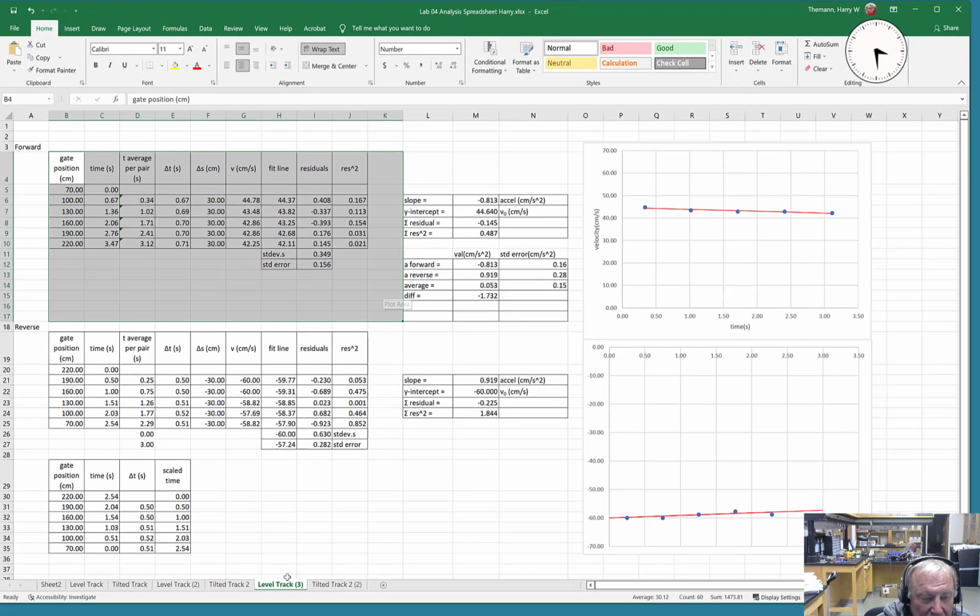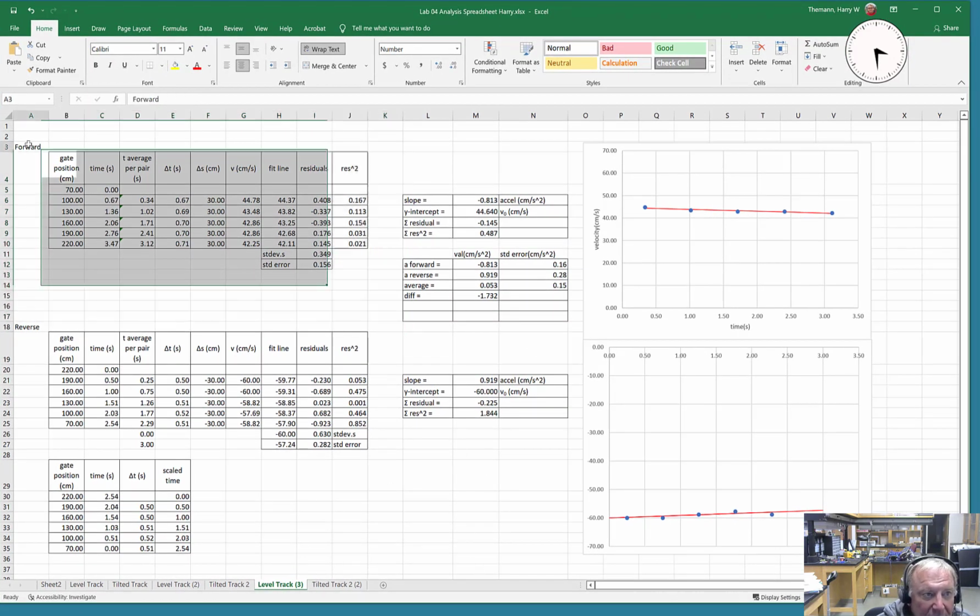And we're looking at level track. This is forward direction. For some, it could be left to right or right to left. It's basically the sled starts at gate 0 and goes all the way down the line to gate 5. And this is the easy one. And we have a time at each gate. By definition, we call the gate 0, 0.